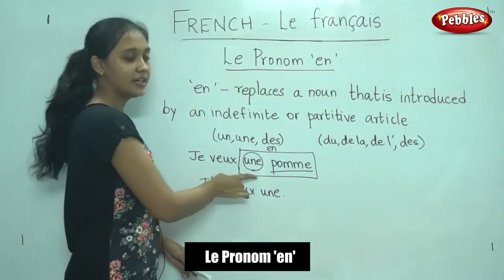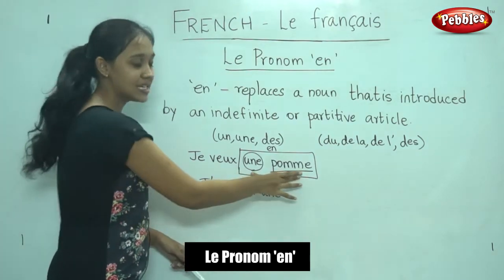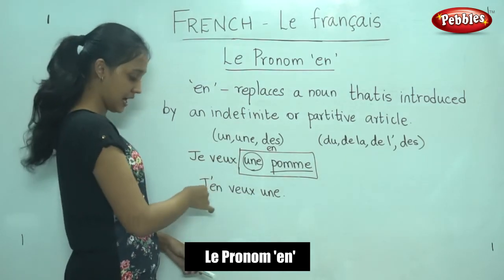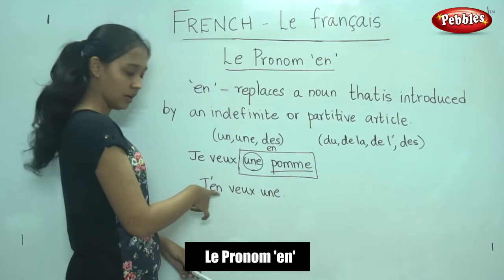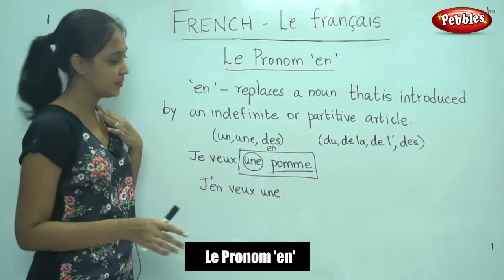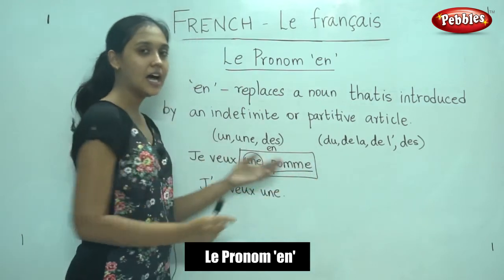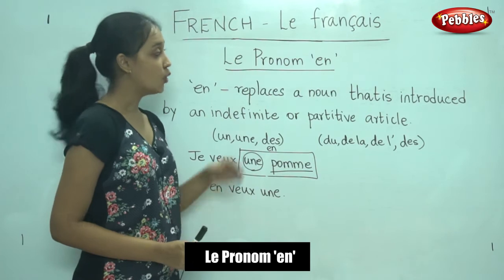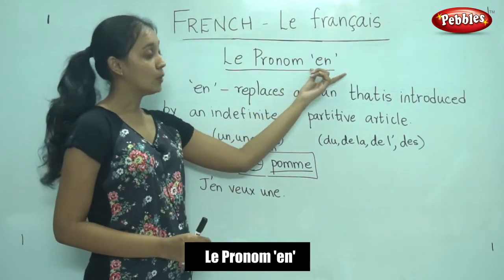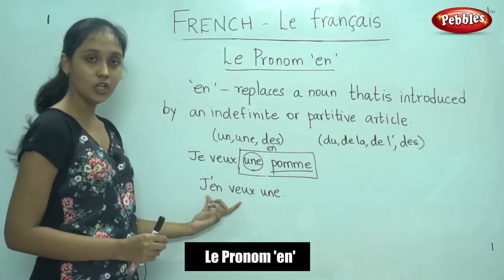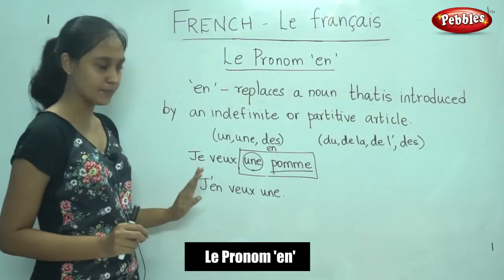You would say I want an apple. If you replace this, you would say I want it. So I want one of it. So have you understood? It's very simple. It replaces a noun. It is a pronoun, so it replaces a noun. Where do we place en? We place it before the verb. Before the verb. Very simple.